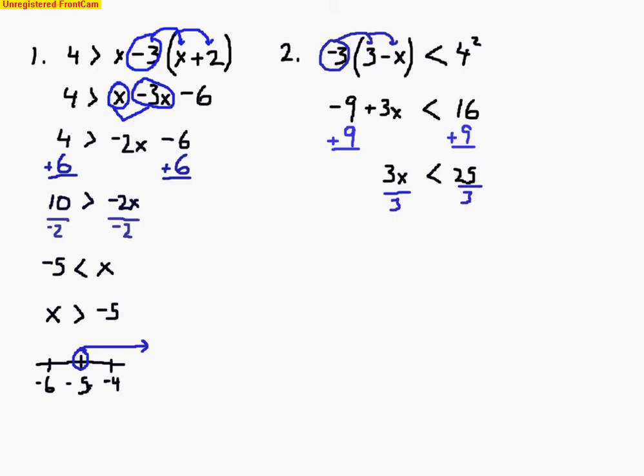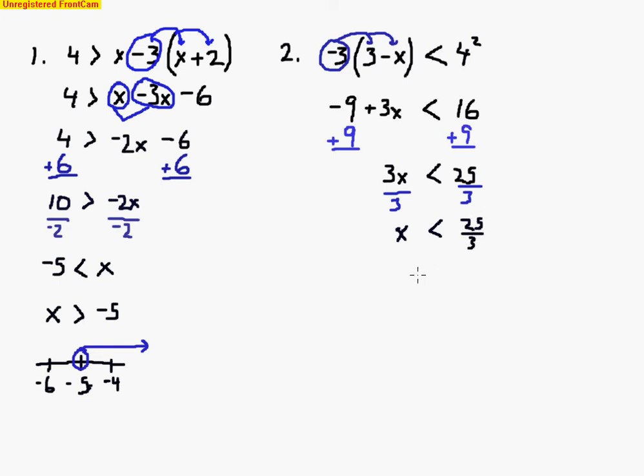And so when I've done that, I now have just x, and x is less than. I do not switch the sign because the x term is positive. When the x term is positive, I'm dividing by a positive. So the sign stays the same. We can leave it as 25/3 because that is reduced.